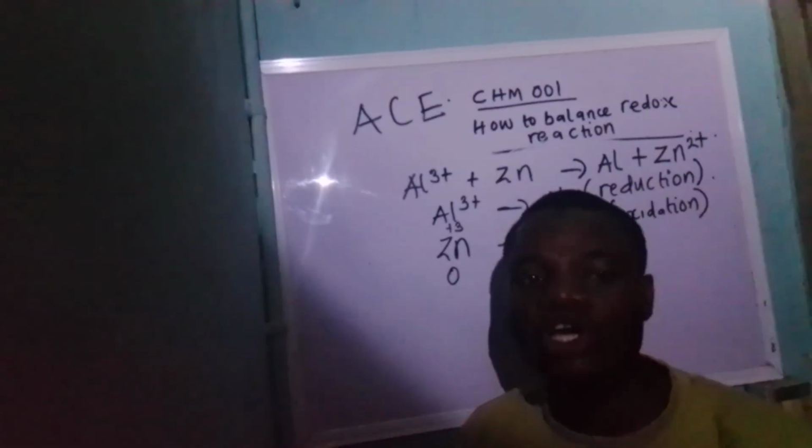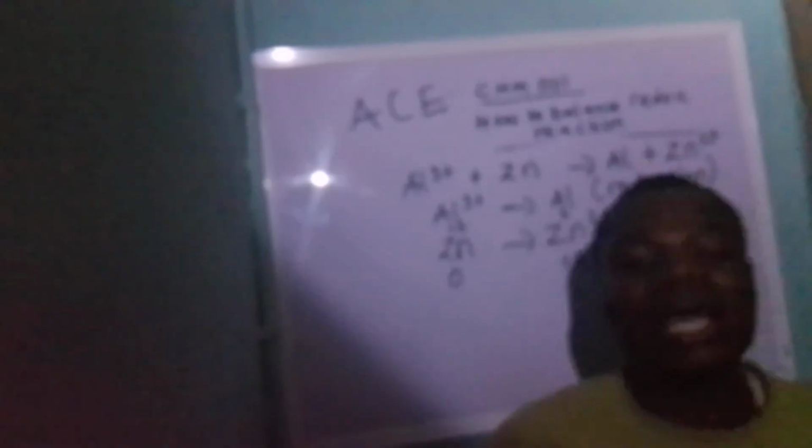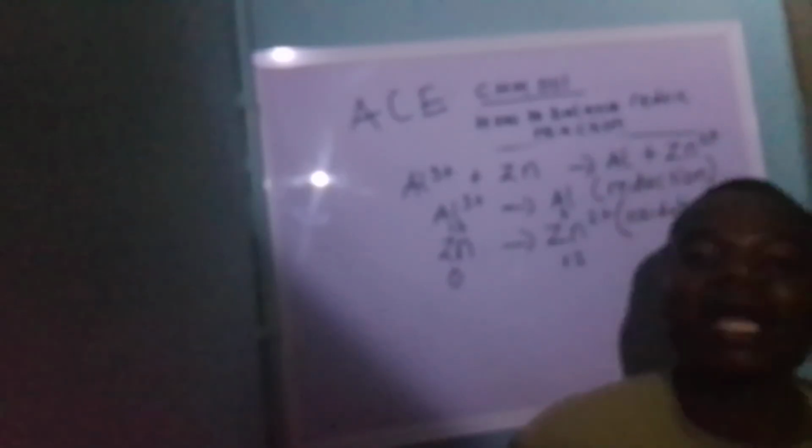Now, having indicated the reduction and oxidation reactions, what are we going to do? We are going to balance the atoms. That's what you are going to do now. So if I balance the atoms now, how can I balance the atoms?